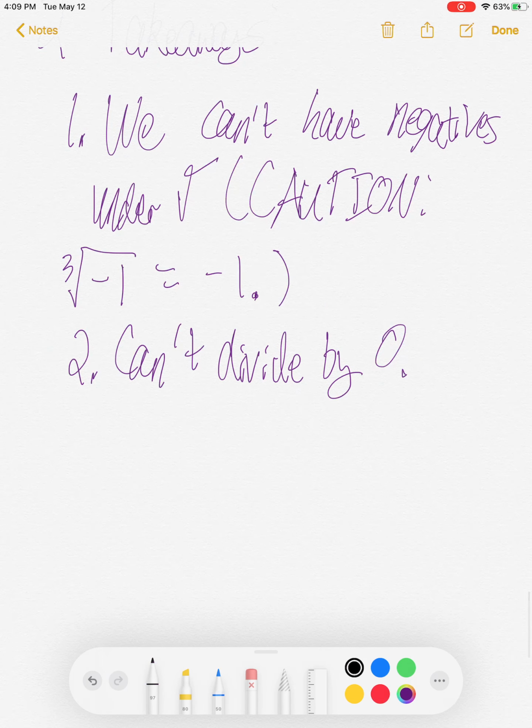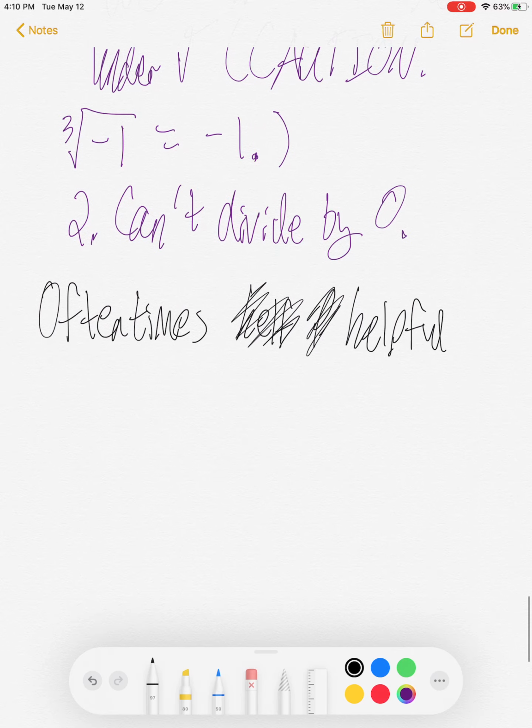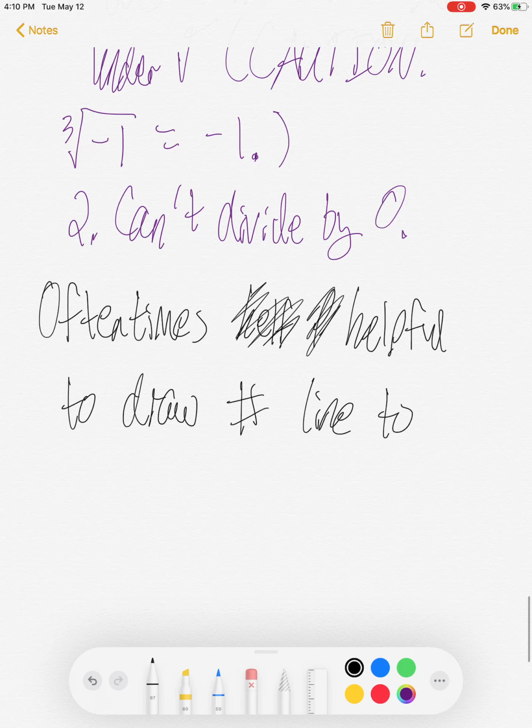Another thing which I'll point out, and I didn't do it here, but it is oftentimes helpful to draw a picture, to draw a number line, as you are doing this. Helpful to draw a number line to organize yourself.